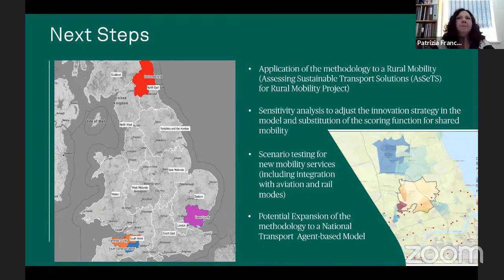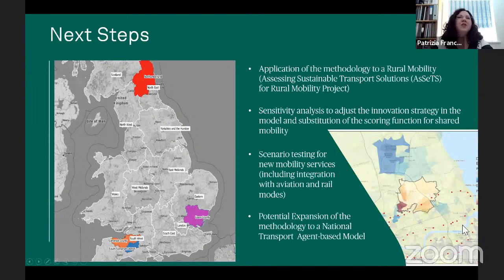We're exploring these types of scenarios, but also trying to understand the performance of mobile network data in rural areas. Are the travel patterns different? At the moment, we're working on assessing sustainable transport solutions for rural mobility, as everybody likes to call it, the project.